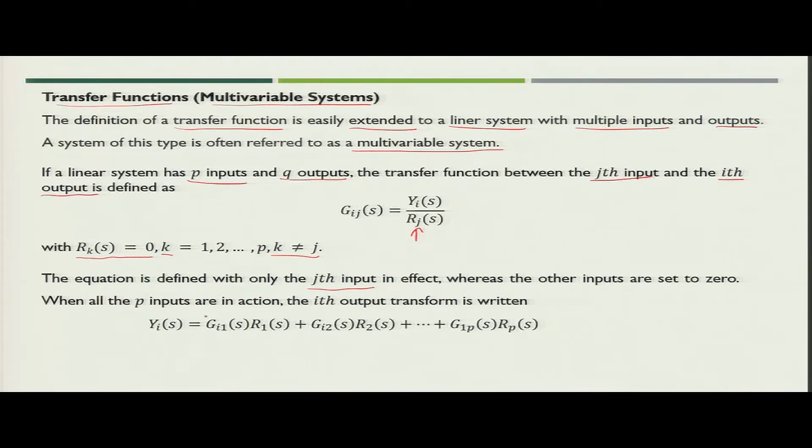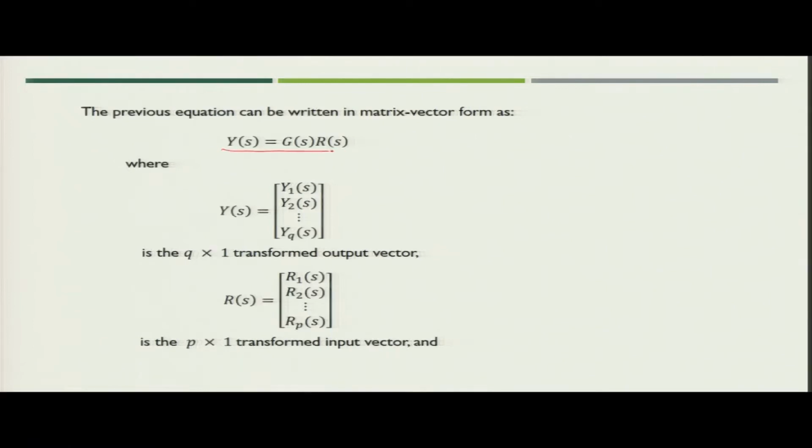If you consider all the inputs, say there are p inputs, you can write the transformed output in the S domain as G_i1(s) R_1(s) plus G_i2(s) R_2(s) and so on up to G_ip(s) R_p(s). Similarly, for the various outputs, that is i ranging from 1 to q, you can write these equations, and when you compile them you can write in matrix form as Y(s) is equal to G(s) R(s).